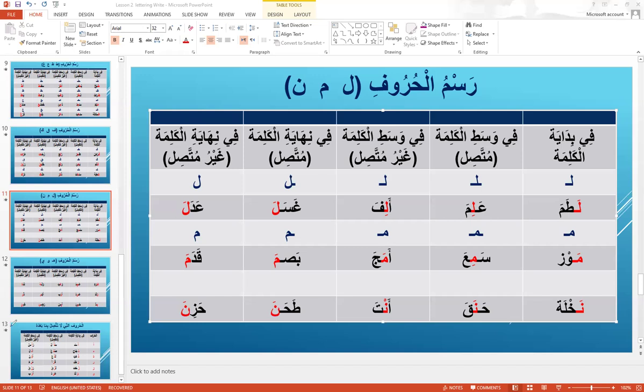Okay, let's quickly, before we run out of time, I don't want it to get to 15 minutes. How do we write noon? So noon is going to be written like this, like ba, in the beginning and the end. Then we have a connection. But it has a point on top, don't forget. So noon at the middle, not connected, is going to be written like this. The noon at the middle, connected, is going to be written like this. It goes down a bit. And noon at the end, not connected, is going to be written like this.